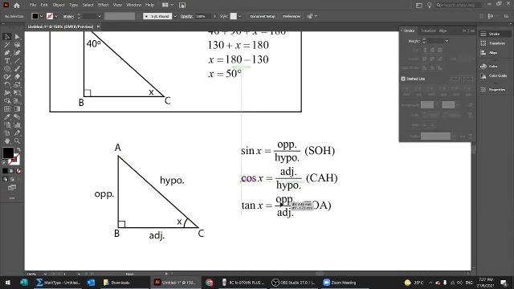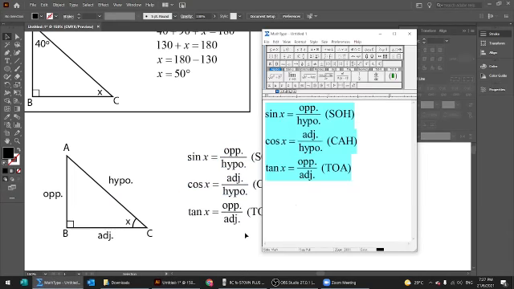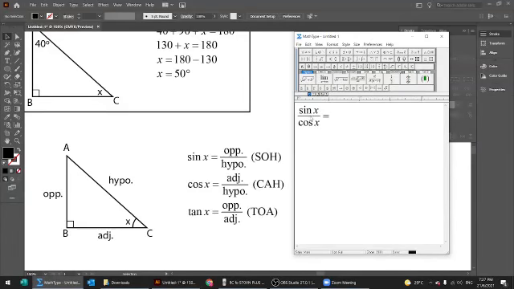So now, can I write tangent x as something else? Let's say I want to show this. If I have sine x over cosine x, what will this give me? Think about it. Sine x over cosine x is opposite over hypotenuse over adjacent over hypotenuse. Very good. So basically this is just sine x divided by cosine x.